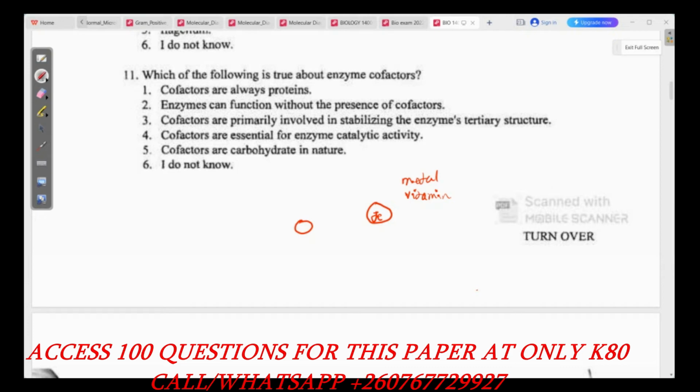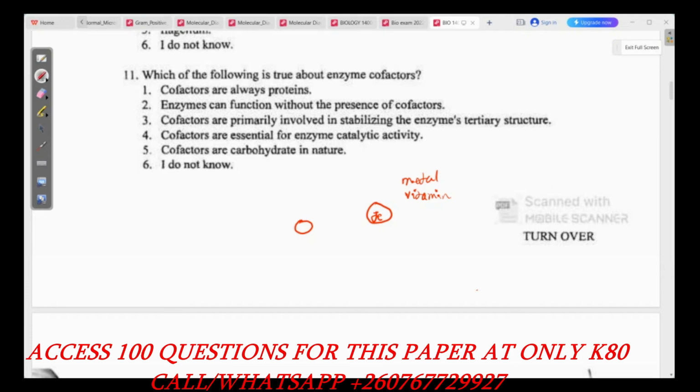Option 1 is saying cofactors are always proteins, but they are non-proteins. Option 2 is saying enzymes are found without the presence of cofactors. When we say enzymes and proteins, we mean the same because enzymes are protein in nature. A good example is hemoglobin. Hemoglobin has a cofactor. So some enzymes cannot function without a cofactor.